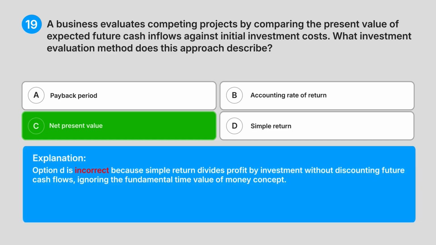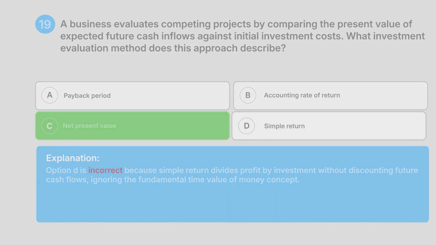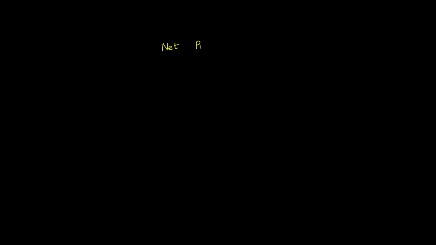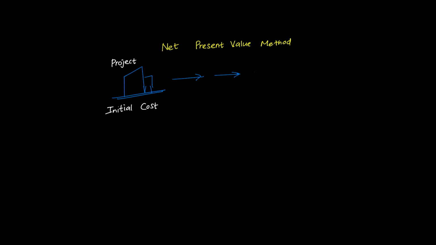Option D is incorrect because simple return divides profit by investment without discounting future cash flows, ignoring the fundamental time value of money concept. Now let's understand the net present value investment evaluation method. A business is evaluating competing projects by comparing the present value of expected future cash inflows against the initial investment costs. This is the definition of net present value.